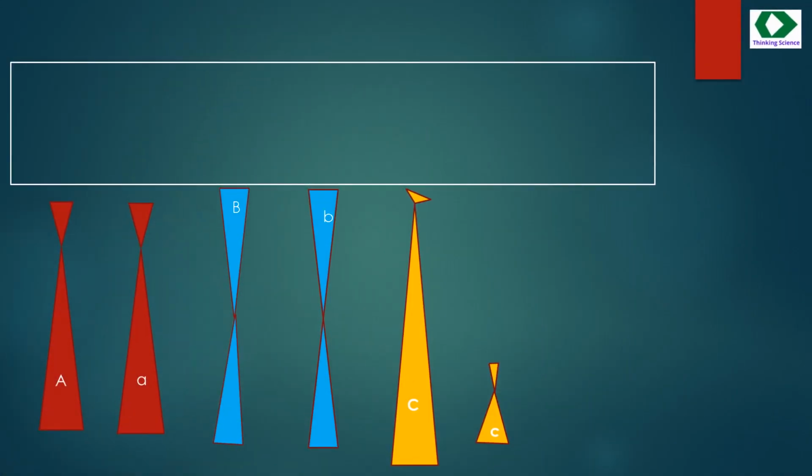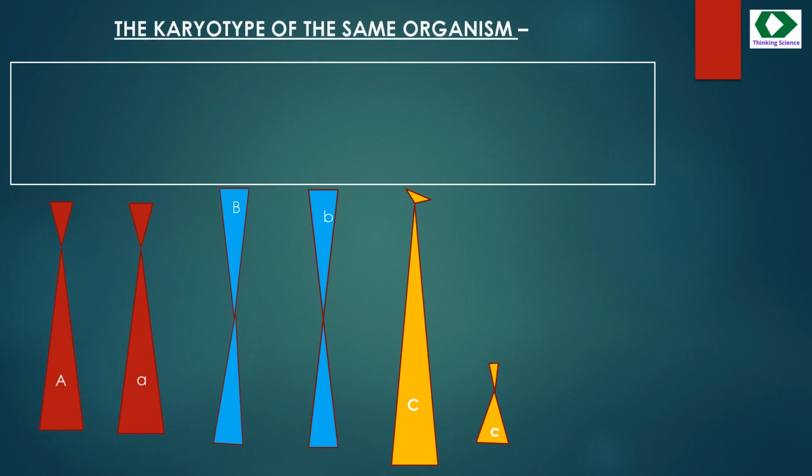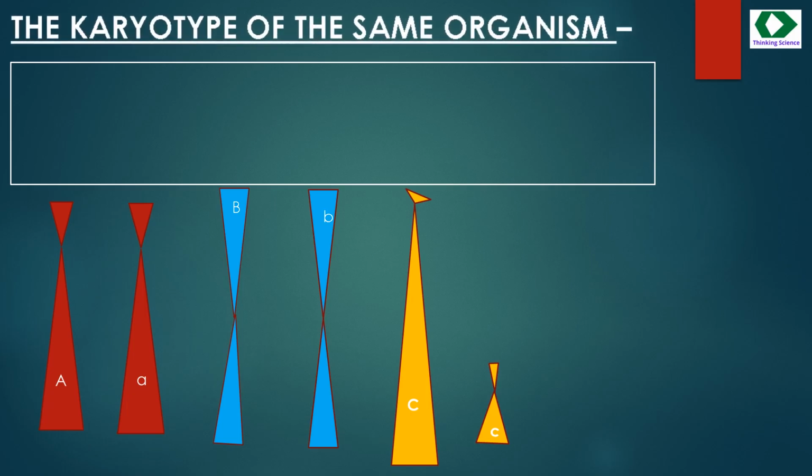Children, what is the term used to denote all the chromosomes in any particular cell? It's called the karyotype. So let us see the karyotype of the same organism again. Is it a haploid or a diploid cell? As all chromosomes are found in pairs, it's a diploid cell. If the chromosomes were in single numbers, it would be a haploid cell.